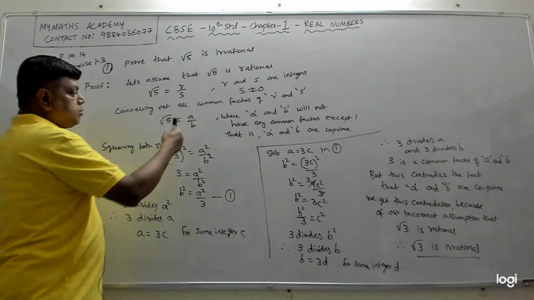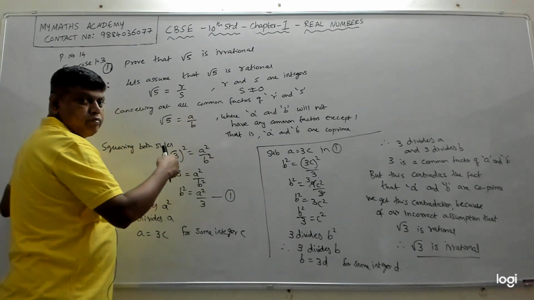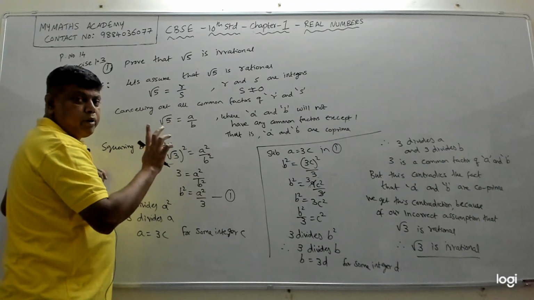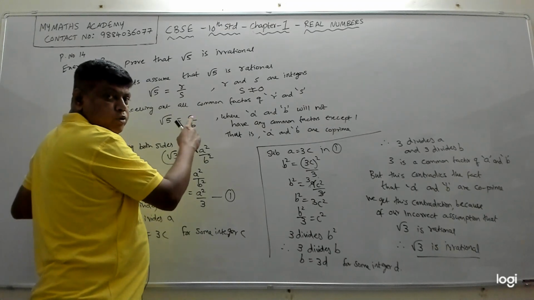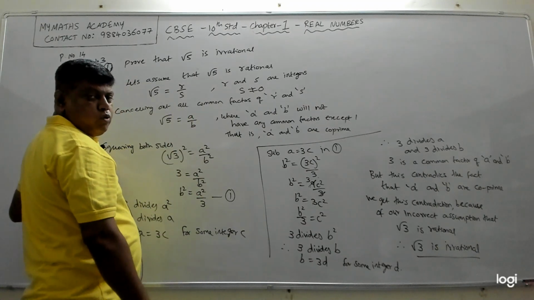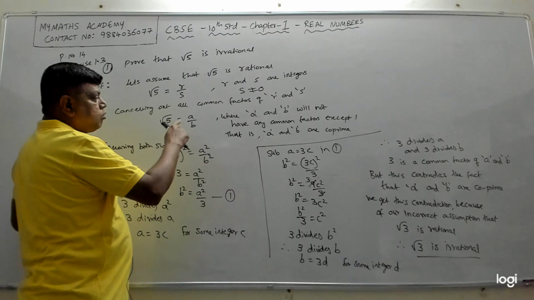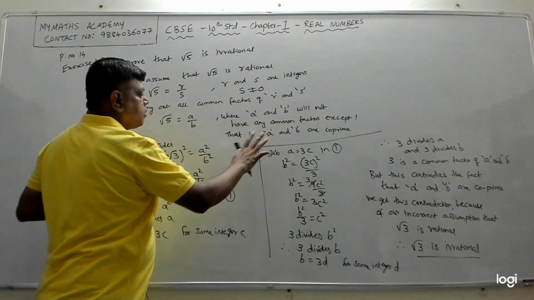A and b are co-prime, which means we cannot further cancel. The a and b are not divisible by any particular number. No number will divide both a and b together, which means they will not have any common factors.